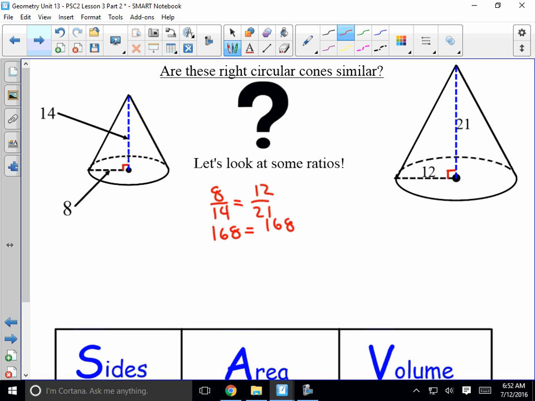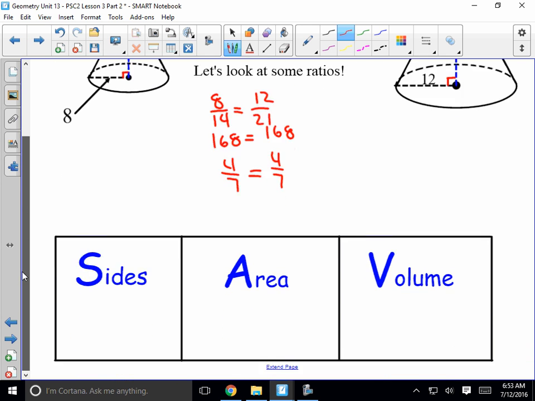The other thing I could do here is look at reducing both of the ratios. I know that 8 and 14 could both be divided by 2, and I have 4 and 7 for that ratio. 12 and 21 could both be divided by 3, and when I do that, I get 4 over 7. So I can always cross multiply to see if they're similar, or I can get them into their reduced terms, which would be their side length ratio. We always want our ratios in lowest terms possible.